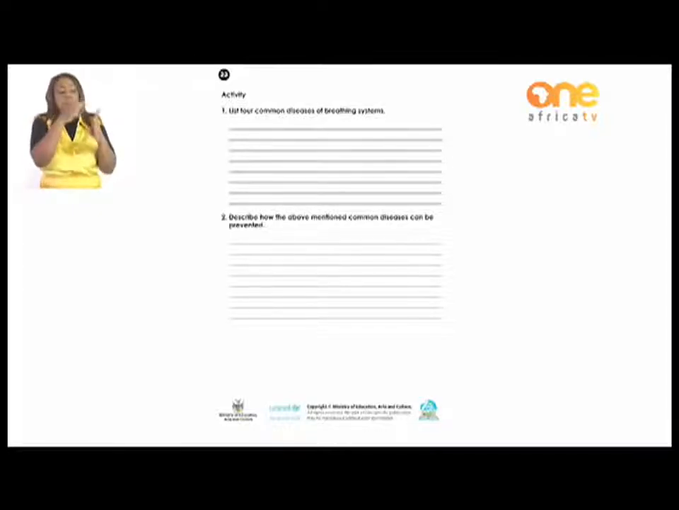Number 1, list 4 common diseases of the breathing system. Any 4 diseases of the breathing system. Number 2, describe how the above mentioned common diseases can be prevented. What can you do to prevent? What can you do to protect yourself against getting these diseases? Remember that prevention is better than cure.